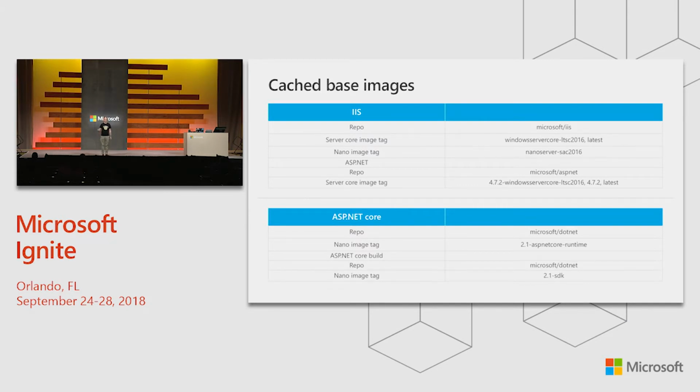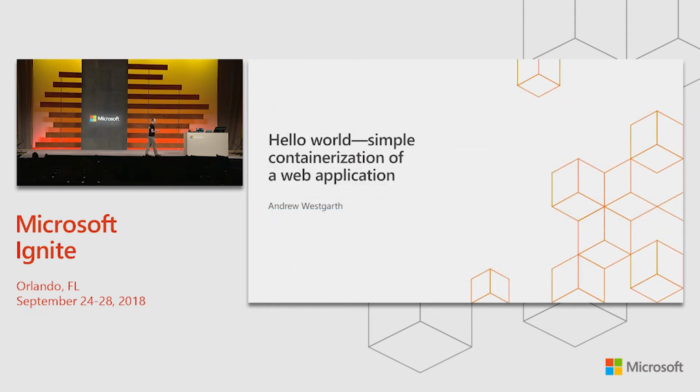So we cache the Windows Server Core LTSC 2016 latest, the Nano Server SAC 2016, and we also cache the ASP.NET 4.72 ones, both the multi-arch and the LTSC. The multi-arch ones are quite clever. They can determine the host that the container is going to run on and then pull down the right version of Windows Server. On .NET Core, we do cache the SDK container and the runtime container, so if you want to do any build inside your container of your .NET app, then you can do that as well.